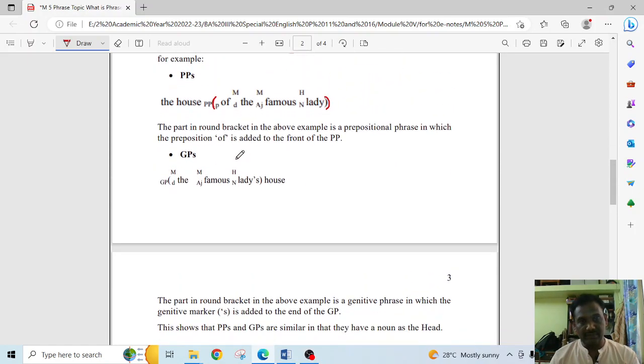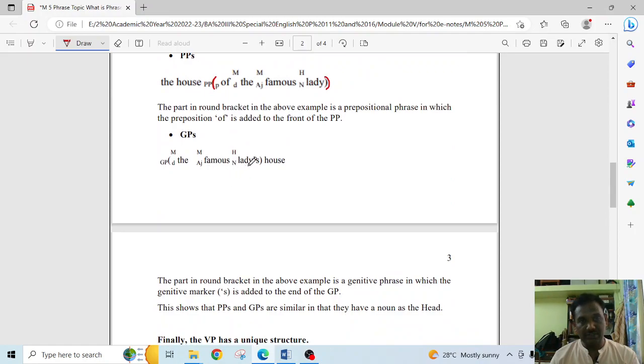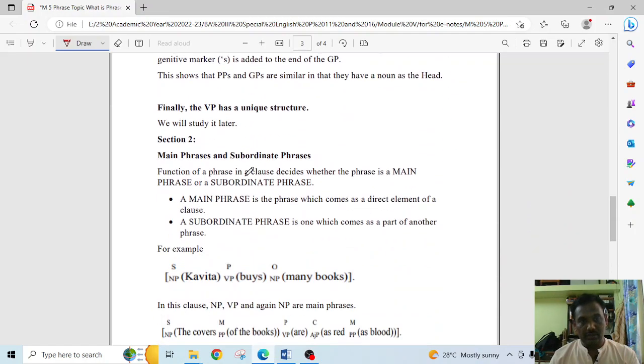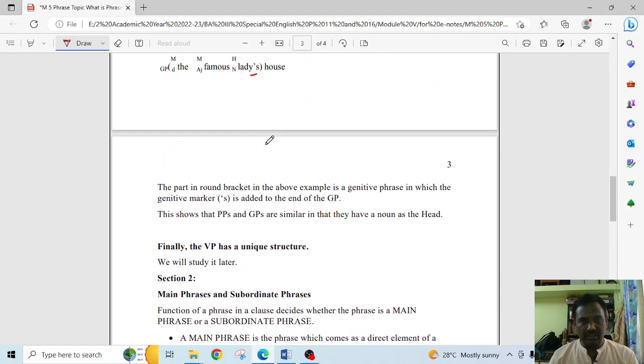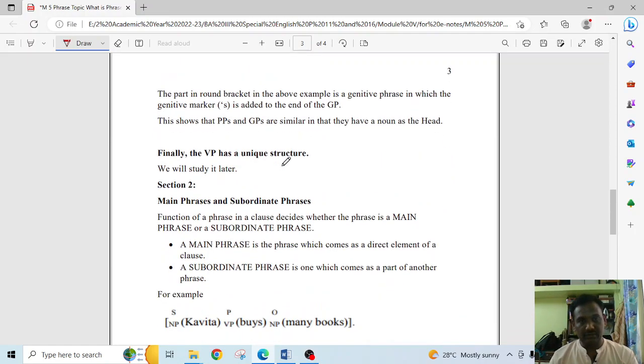In a similar way, in this genitive phrase you have apostrophe s, and it is an additional marker that shows that it is a genitive phrase. So you have here head word, modifier and modifier. So the is again determiner, famous is adjective, which is modifier, and lady is head, a noun in this example. So we are going to learn these classes one by one.